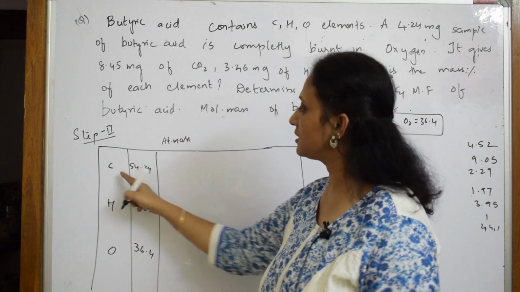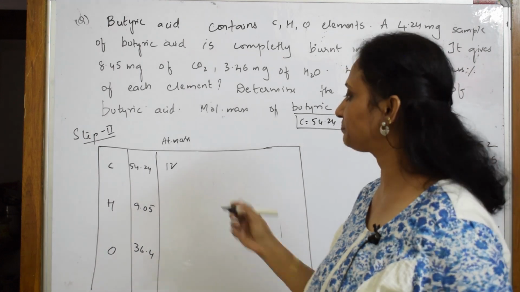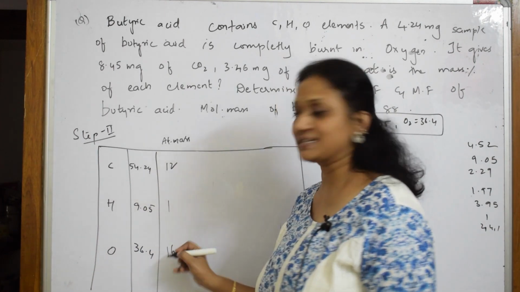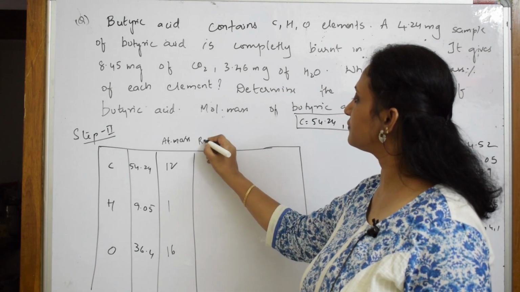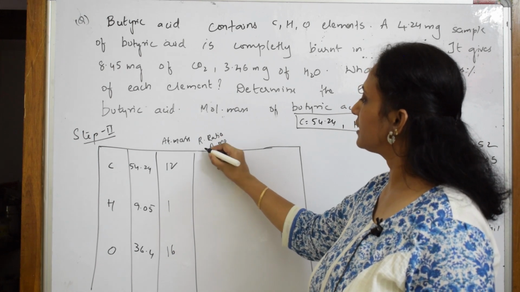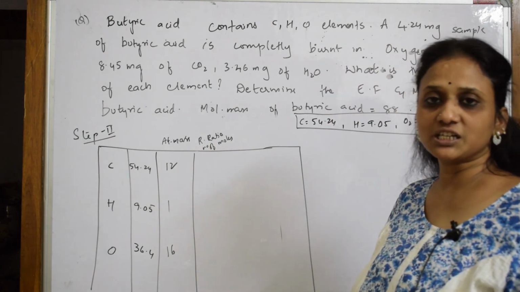As soon as you write the mass percentages, you need to write the atomic masses of all. Carbon atomic mass is always 12 grams, hydrogen 1, oxygen atomic mass 16. Now I need to find the relative ratio of number of moles. Why did I write this? Because weight by molecular weight is nothing but number of moles.